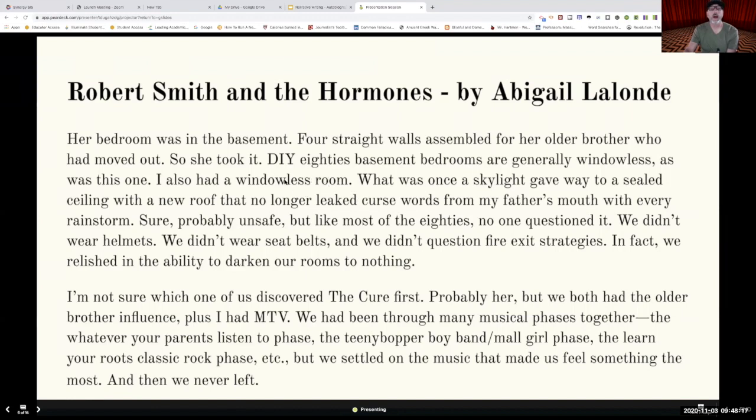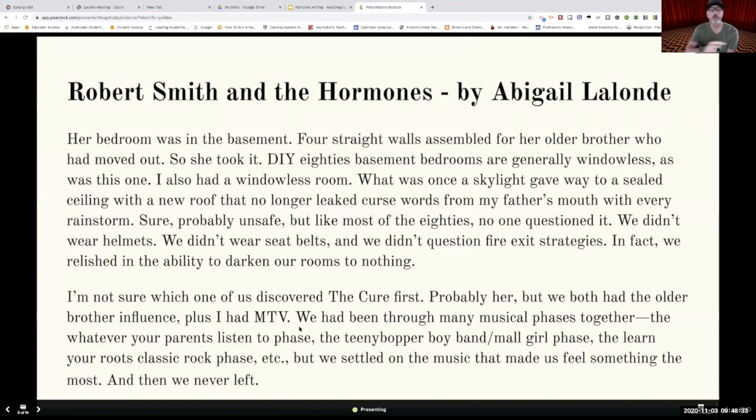Now, of course, there's always a critic. Could we add some more detail about what that windowless room looks like? Sure, absolutely. So is this piece perfect? Nope. I'm not sure which one of us discovered The Cure first, probably her, but we both had the older brother influence, plus I had MTV.